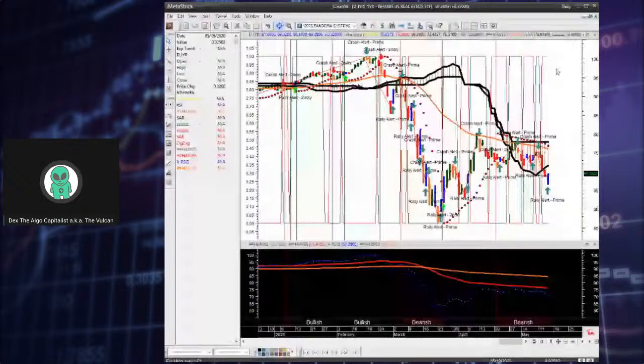Is this symbolic of the commercial real estate sector? Is the commercial real estate sector done? Is it toast? Is it over? Let's see.